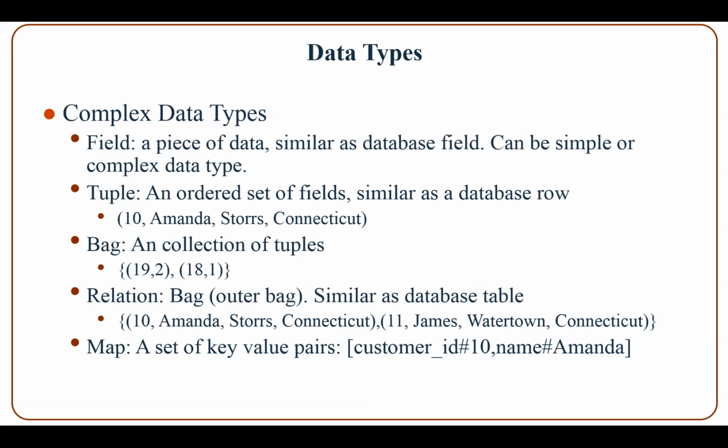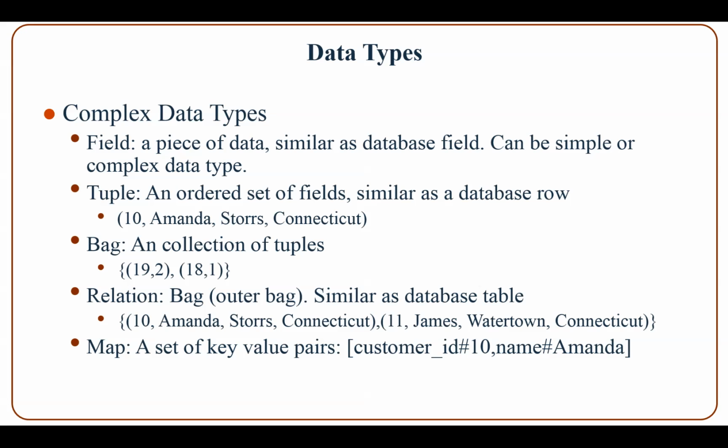The first type is field. Field is actually a piece of data similar to a database field, and it can be a simple or complex data type. The next is tuple. Tuple is an ordered set of fields similar to a database row. So in this example, we have a row or tuple with several fields. So 10 is like the customer ID, the name is Amanda, and the address is Stamford, Connecticut.